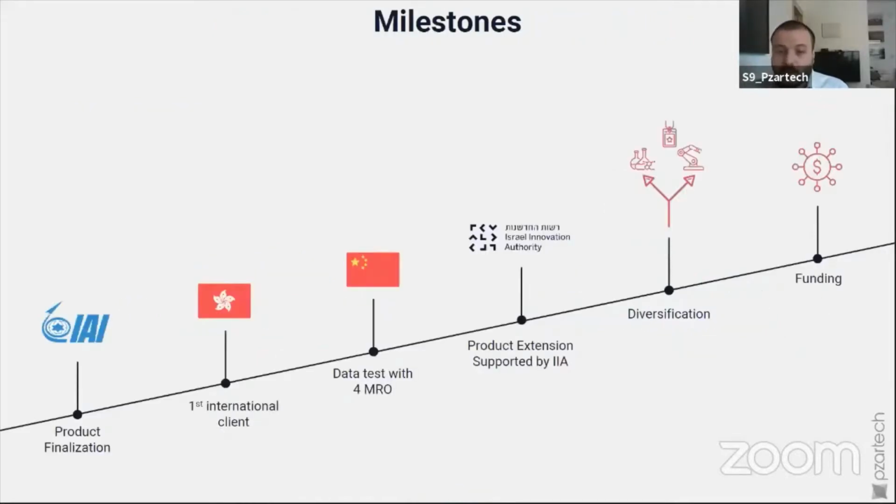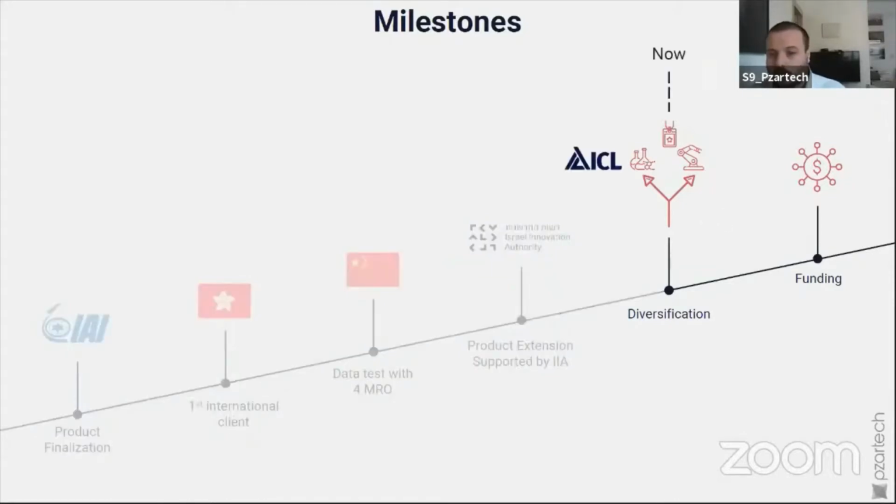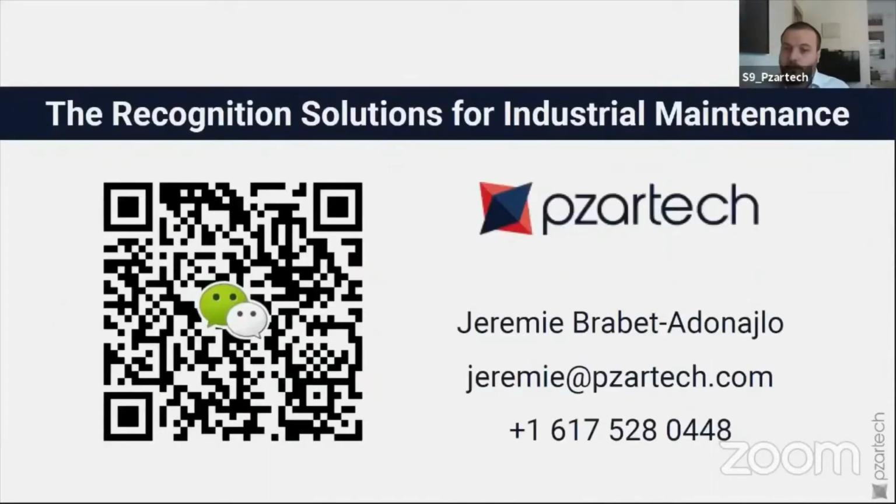And this team has achieved already a lot. We have Israel Aerospace Industries, Israel's leading aerospace company, as our design partner. We have the first international client in Hong Kong. We have 4 data tests in mainland China. We were selected by the Israel Innovation Authority for a program, and we are currently expanding to new industries such as chemical with ICL, which is an Israeli leading chemical company. So this is what we do, and I'd be more than happy to answer your questions. Thanks again for your time.